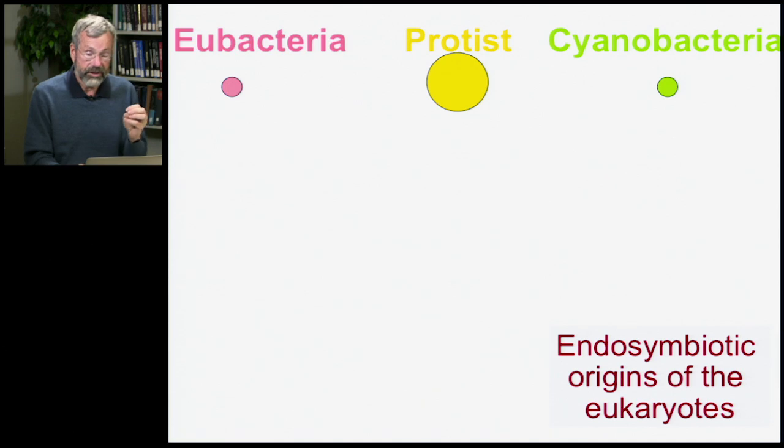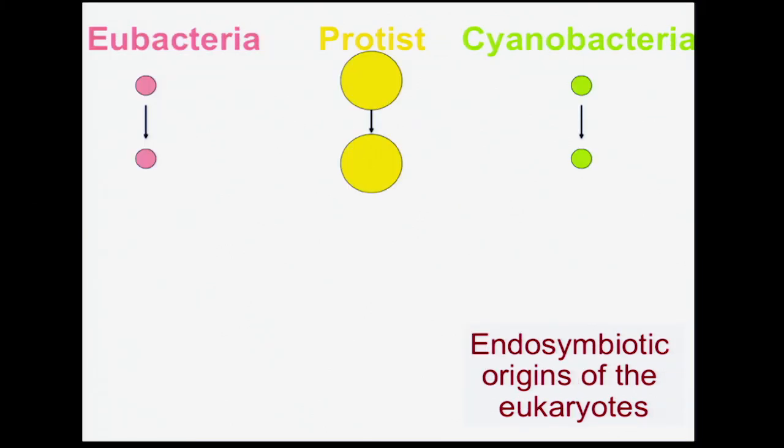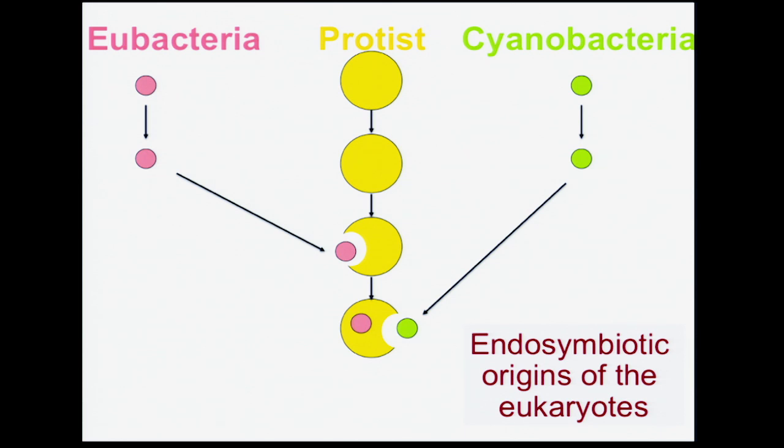So, if we look at the endosymbiotic origins of the eukaryotes, we have what were three free-living separate organisms: eubacteria, protists, and cyanobacteria. These all reproduced independently of each other. At some point, a protist absorbed but did not digest a eubacteria, and then later on absorbed but did not digest a cyanobacteria, and this gives rise to the algae. Aerobic abilities were absorbed by the heterotrophs to become protists, and then the autotrophic lifestyle was absorbed by the protists to become autotrophic algae.